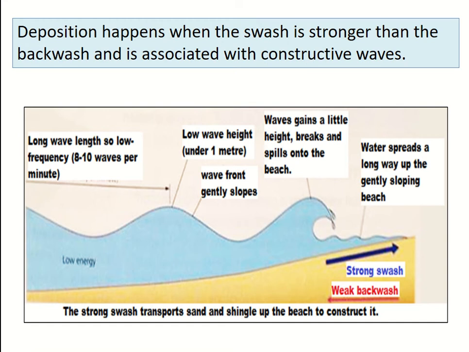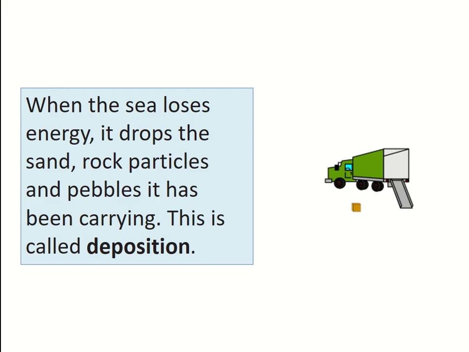A constructive wave builds up or constructs materials as opposed to a destructive wave which destroys them. So whenever we have deposition, it has to be a low energy wave, and it has to be a wave which has a very strong swash and a very weak backwash. Now, if we tie back into this definition of deposition, it says here that the sea loses energy and drops the sand or the rock particles.